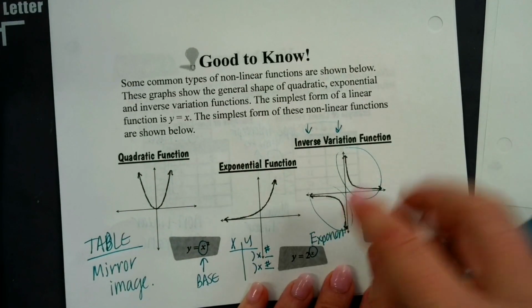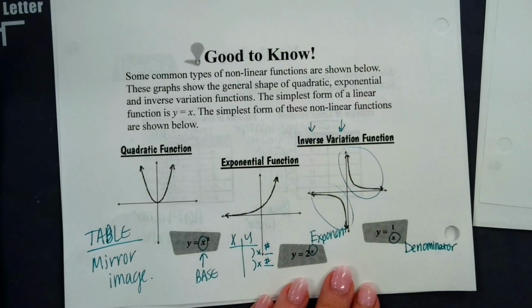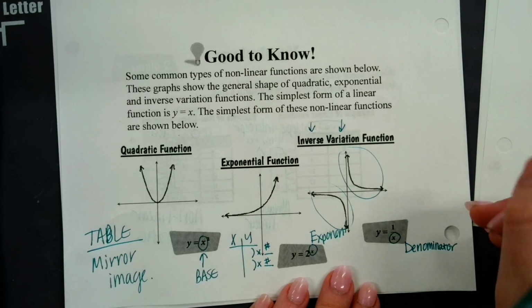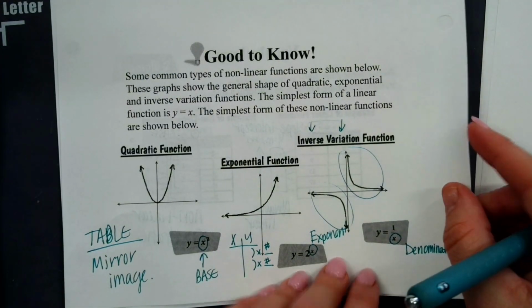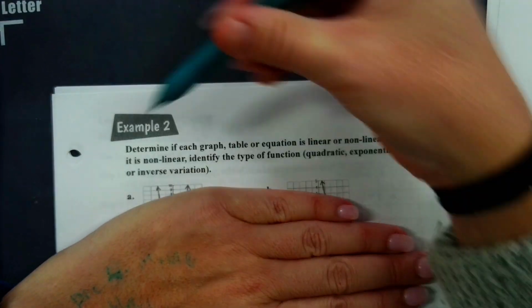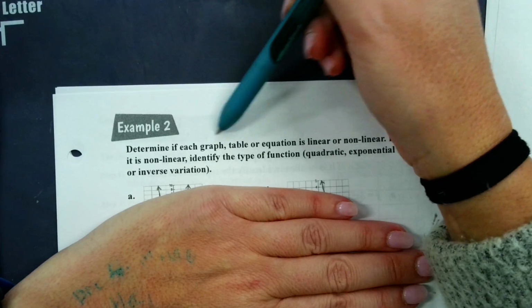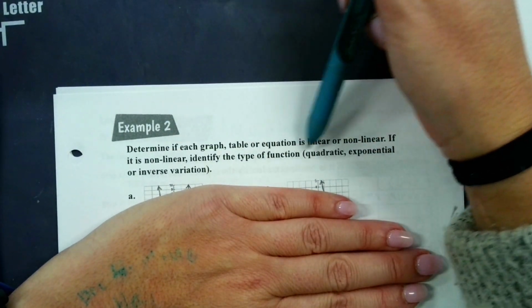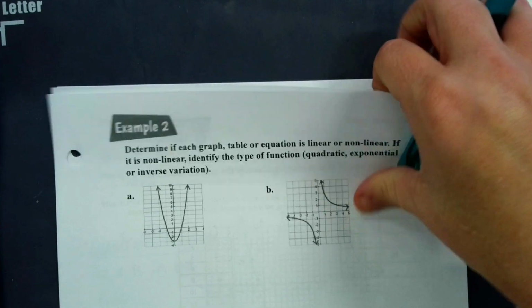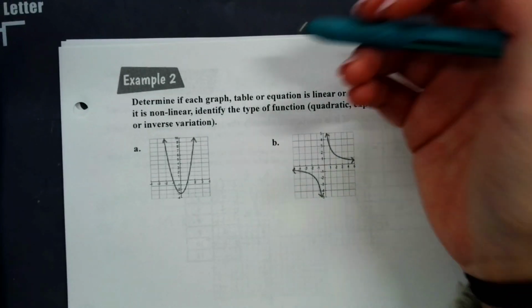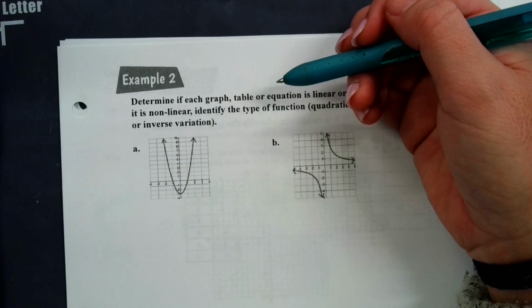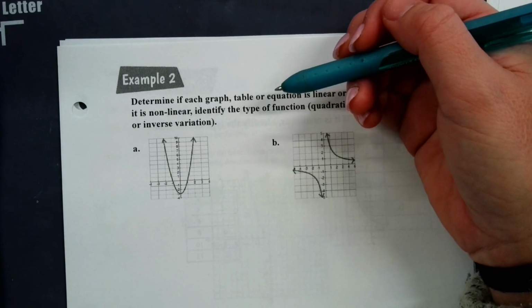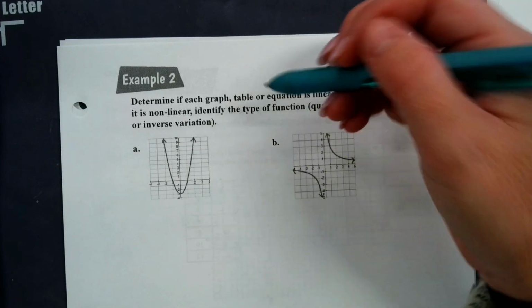Does this all make sense? This would be a very important page to keep. Questions? You're going to want to make sure you get that from somebody or watch the video. Okay. So here we're going to start off. These are exactly how my directions will read. Determine if each table, graph, or equation is linear or nonlinear. That's our first step. If it's nonlinear, identify the type of function: quadratic, exponential, or inverse variation. That's exactly how my directions read. You will use this stuff next year in math. You'll actually use exponential this year in science here.